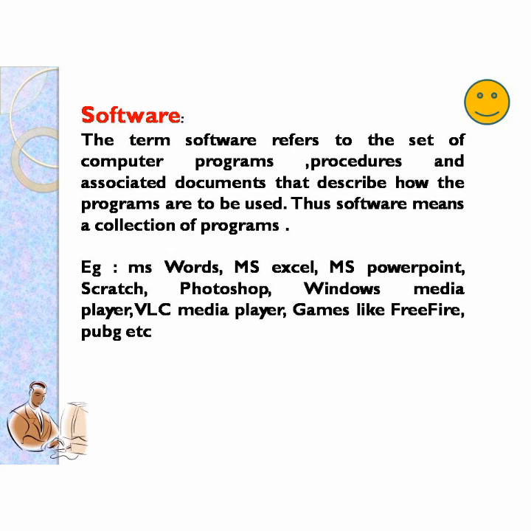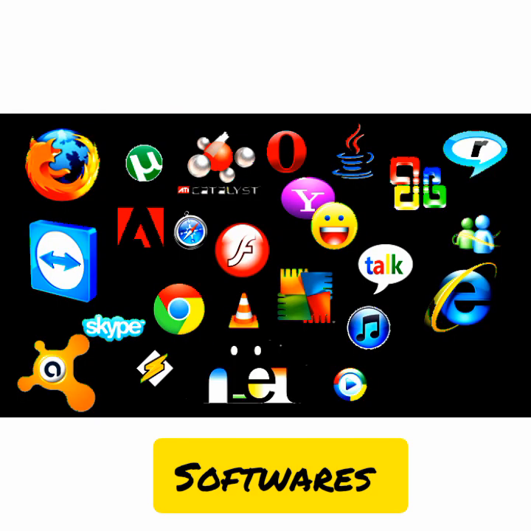The term software refers to the set of computer programs, procedures and associated documents that describe how the programs are to be used. Thus software means a collection of programs. Examples: Word, Excel, PowerPoint, Photoshop, Scratch, Windows Media Player, VLC Media Player, games like Free Fire, PUBG, these all are software. Here you can see so many softwares: Mozilla Firefox, Opera, Google Chrome, VLC Media Player.